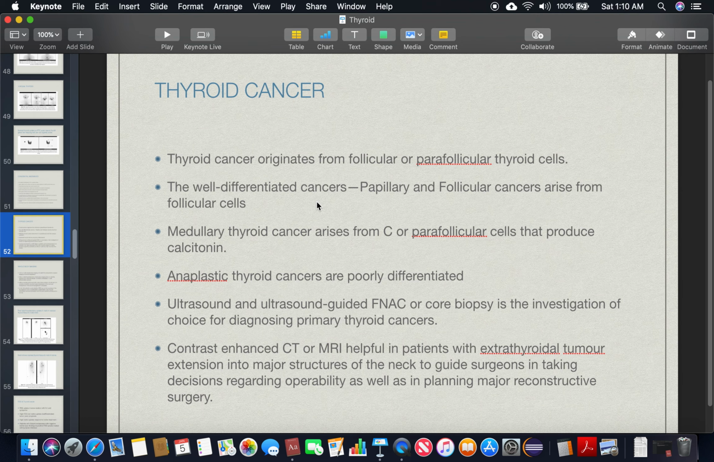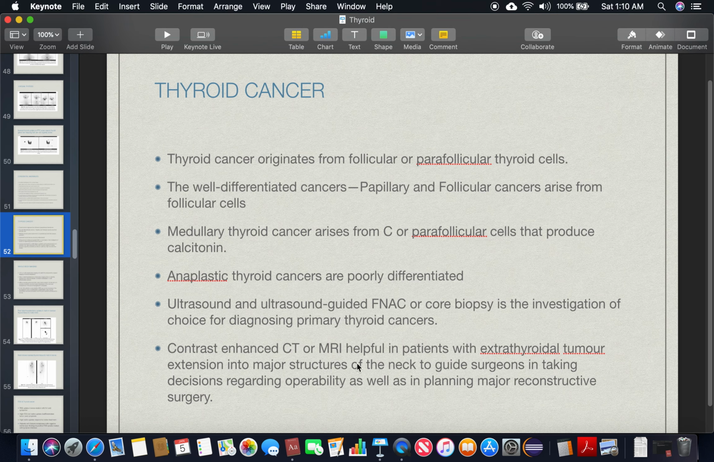One are well differentiated, and then of course is the variety which is poorly differentiated, and the other ones. So the thyroid cancer originates from follicular, parafollicular thyroid cells. Papillary and follicular are the well differentiated. Medullary arises from C or parafollicular cells, which produce calcitonin. Anaplastic is poorly differentiated, and you can use ultrasound and ultrasound guided FNAC or core biopsy for diagnosis.